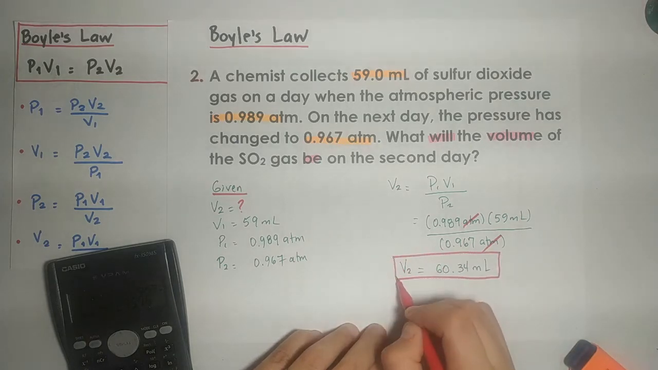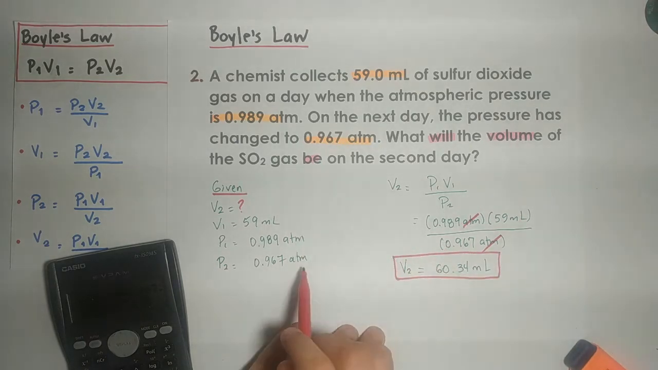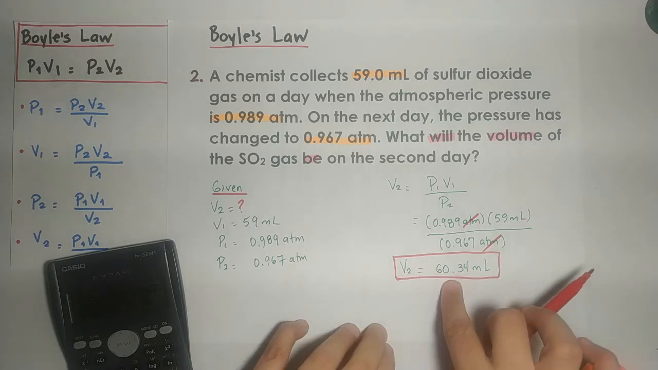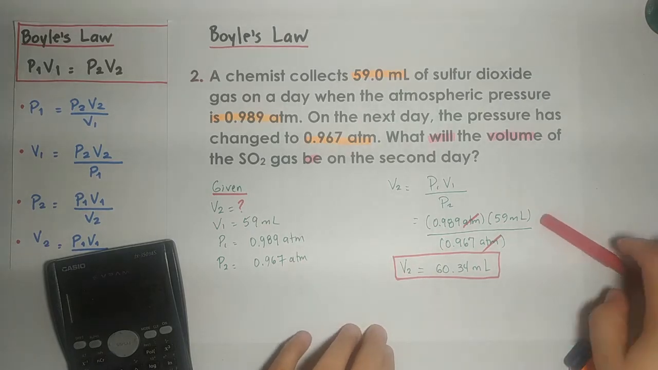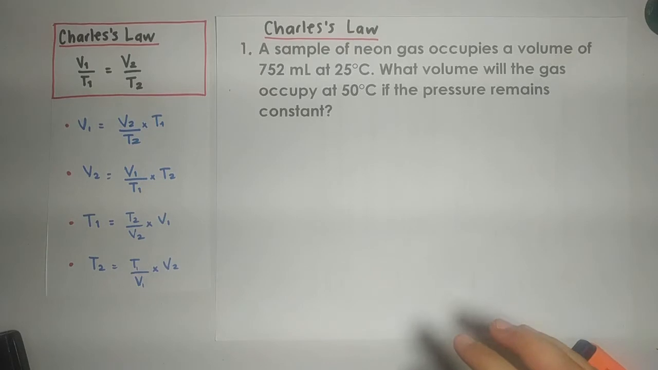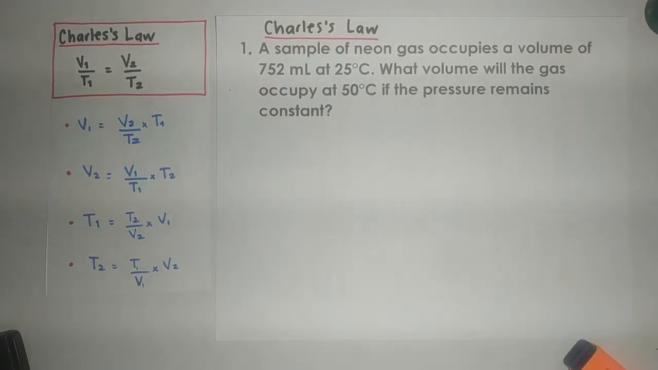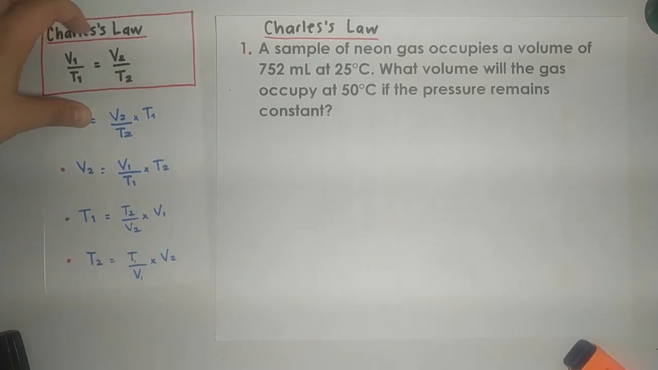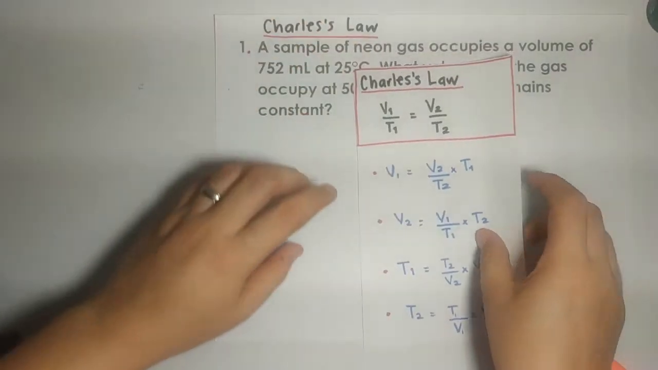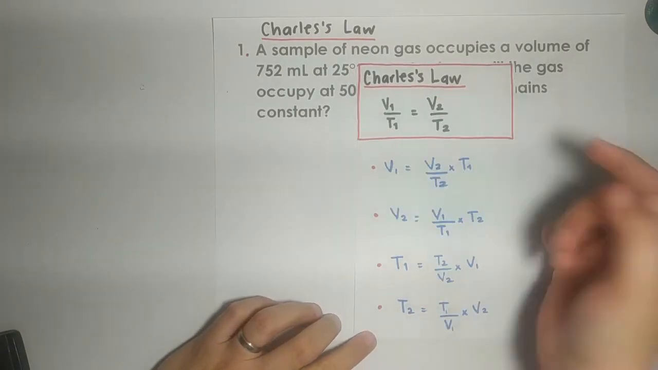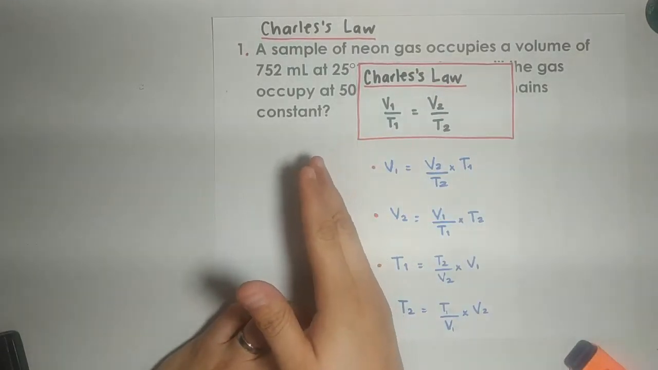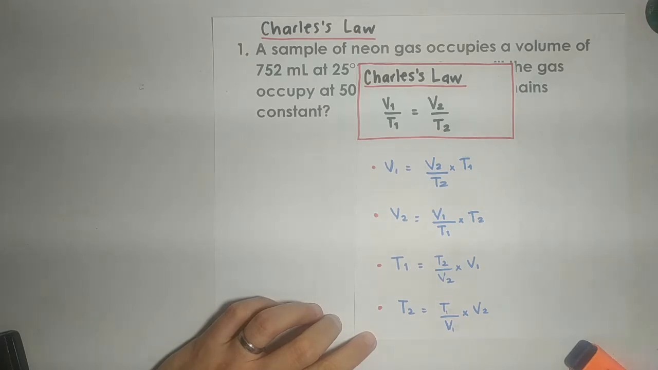Conclusion here. When you have a decrease in pressure, you have an increase in volume. Now let's talk a little bit about Charles' law. Charles' law states that volume divided by temperature initial equals volume divided by temperature final.